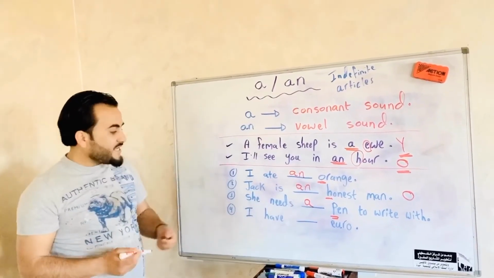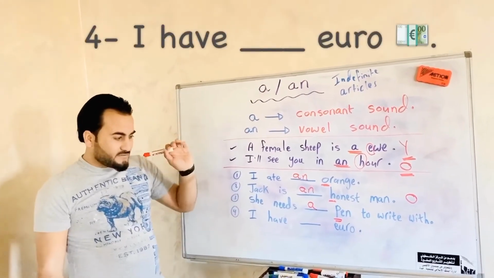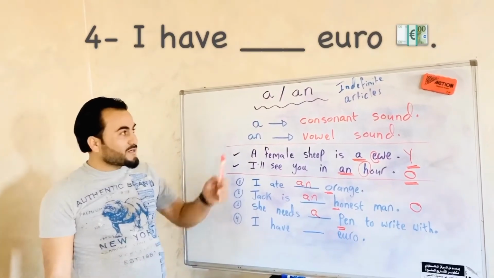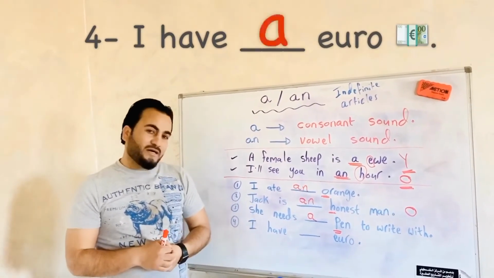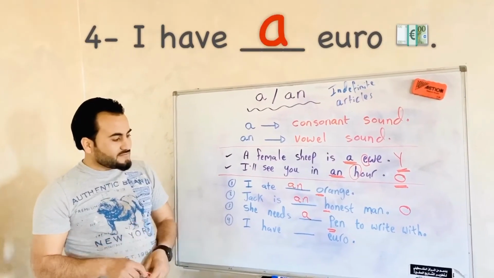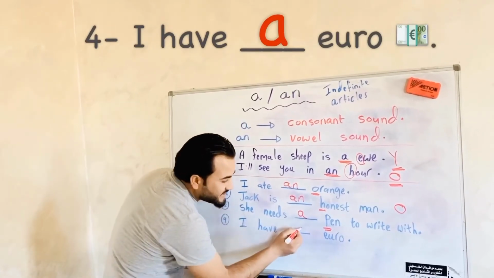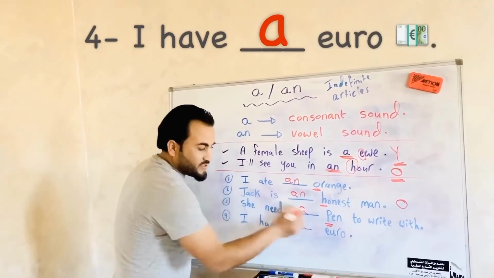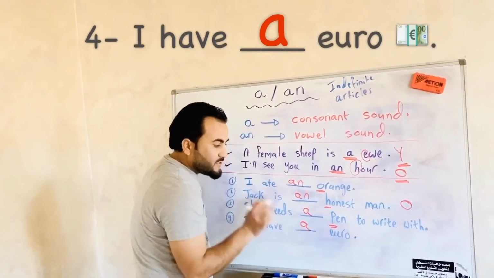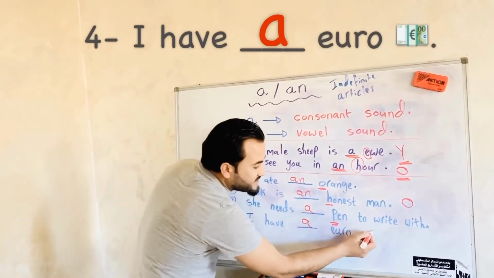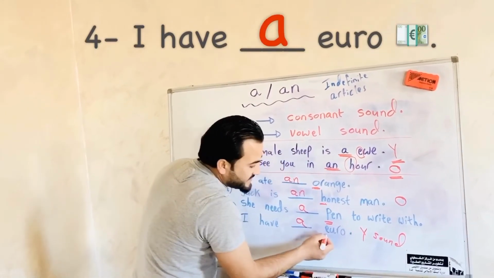The last one here. I have, what do you think? A euro or an euro? I have a euro. Why? Because the word euro begins with a consonant sound. So the answer here is a euro. This word begins with the vowel E, with the Y sound. Okay? Very nice.